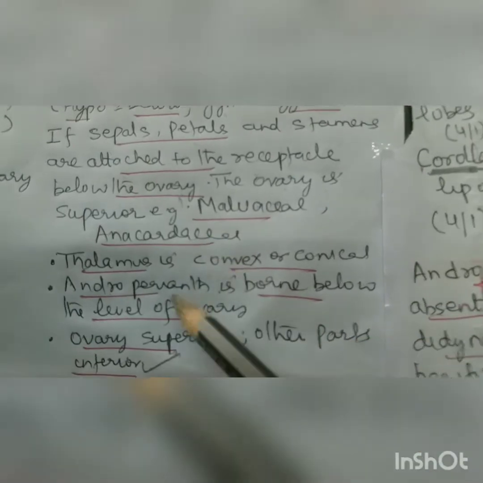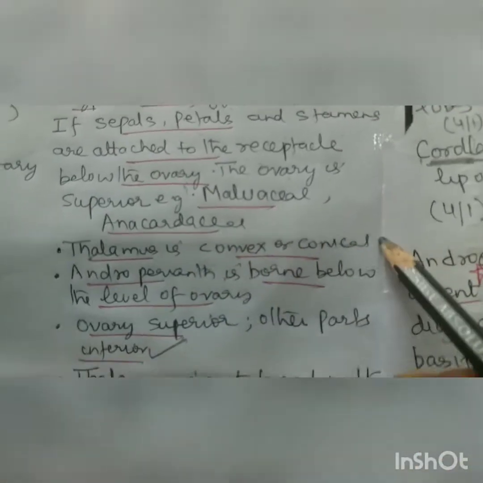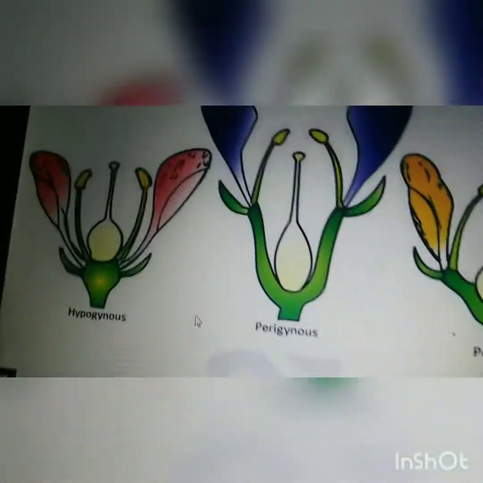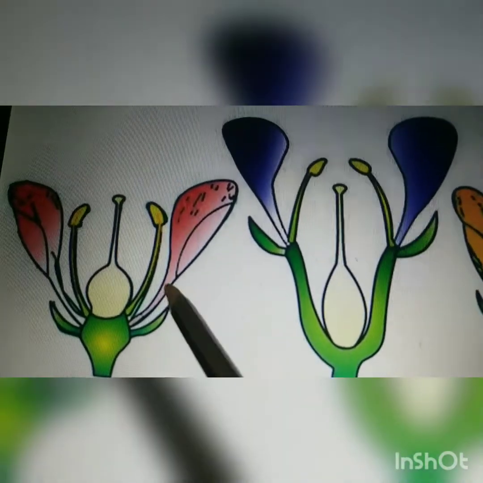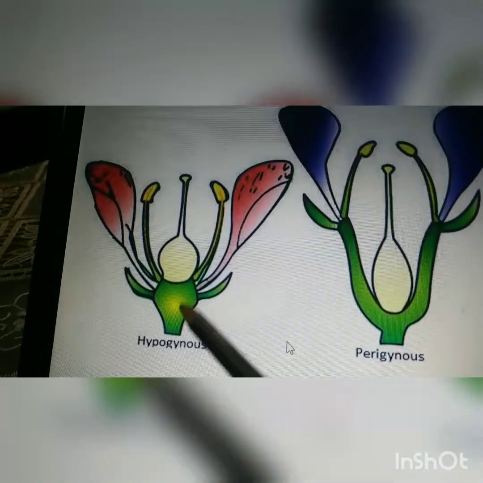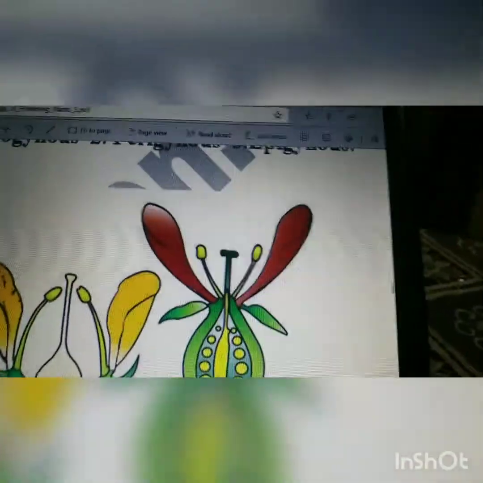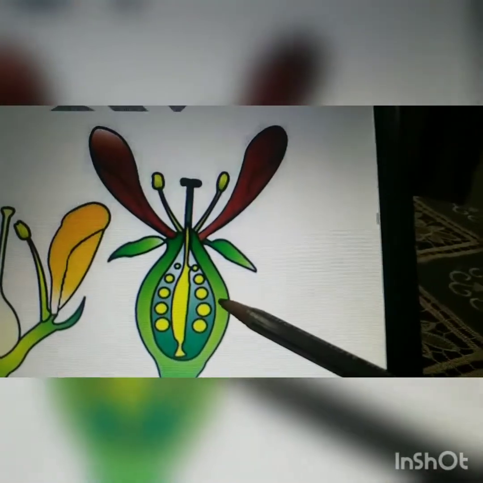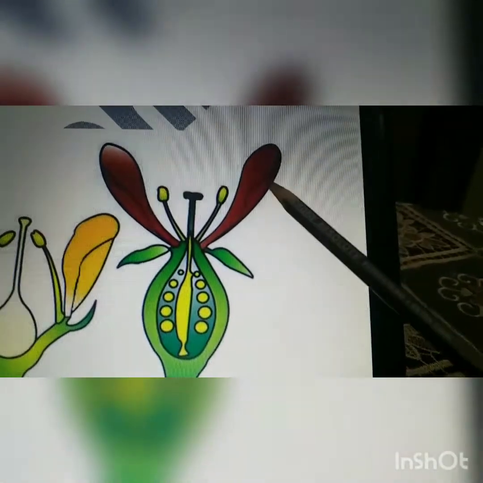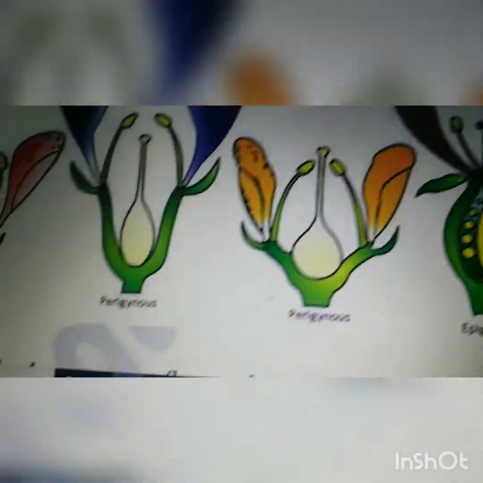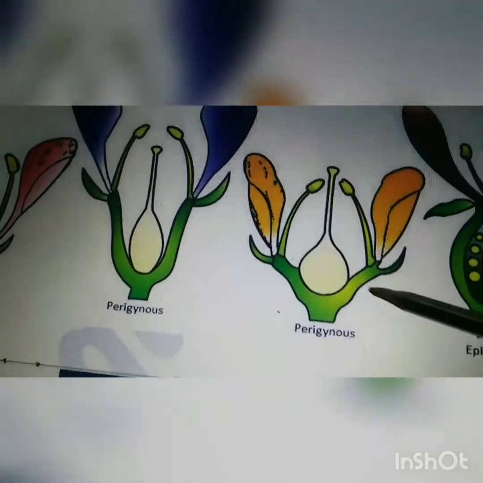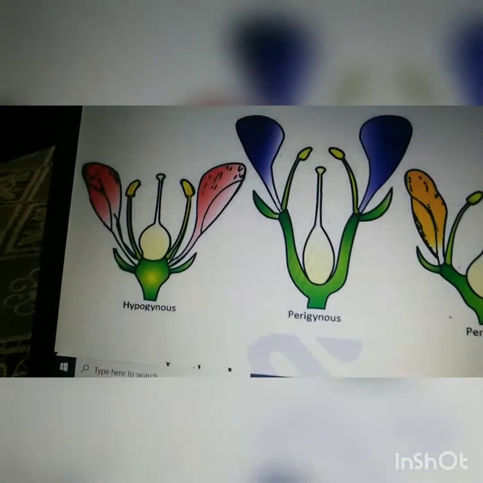It is in Malvaceae, Anacardiaceae, and the thalamus is convex or conical, right? And it is not fused with the wall of the ovary. This we did a lot of times. So this is the hypogynous condition. Here the ovary is superior and other androperianth parts are inferior, right? Then the thalamus is concave, flask shaped, where we have the epigynous condition. Here the ovary is inferior and the other parts, the sepals, petals and androecium, are superior. And the third condition is the perigynous. Here they are at the same level or above, but they arise from a single base. So these are the three conditions we already did.